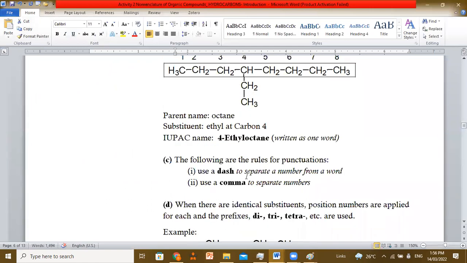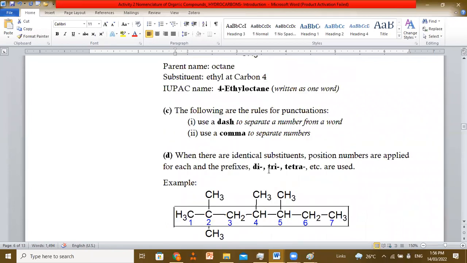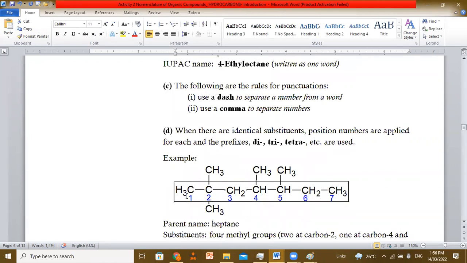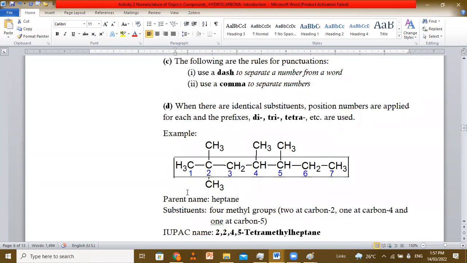So the following are the rules for punctuation. We use a dash to separate a number from words, and a comma to separate numbers. We can also use di, tri, tetra when there are many. So for example, you have this structure. And the first step again to name is to find the longest continuous carbon chain.